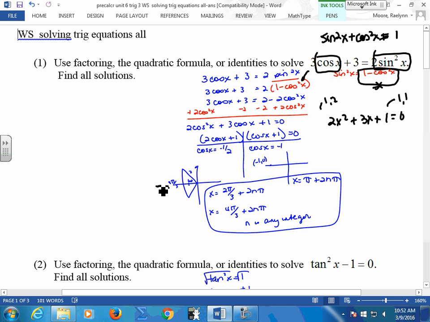Okay, so we had to leave this one as all solutions. So it's a 60-degree angle. So this is 3 pi over 3. So I'm 1 short, 2 pi over 3. 1 more, 4 pi over 3. And we add the plus 2n pi, where n is any integer, because these are looping around and around and around and around. So all solutions means it's continuous.